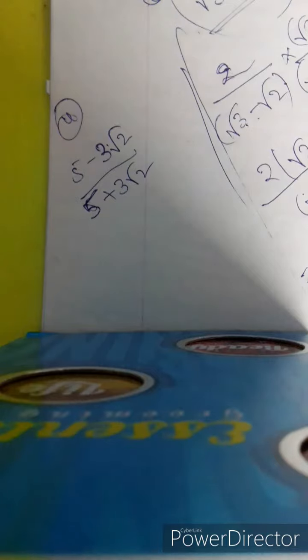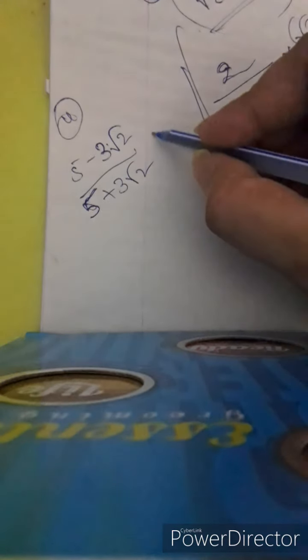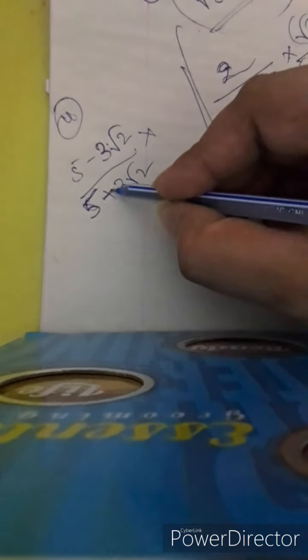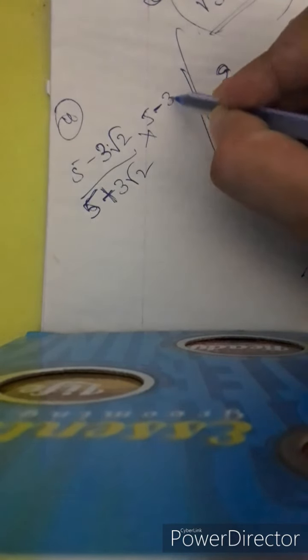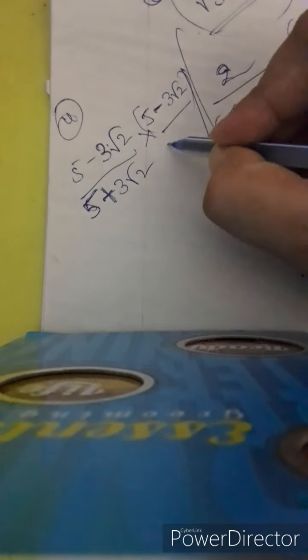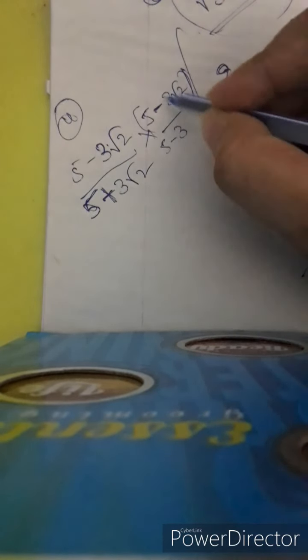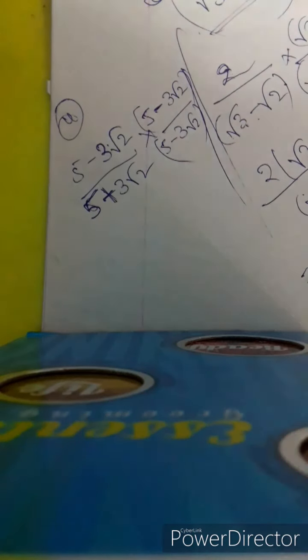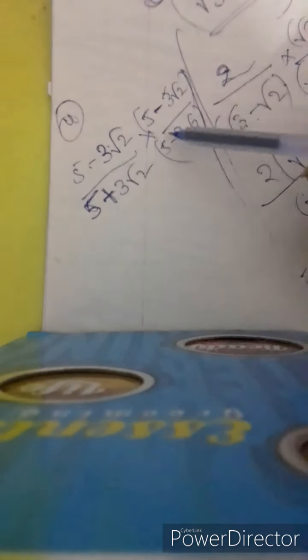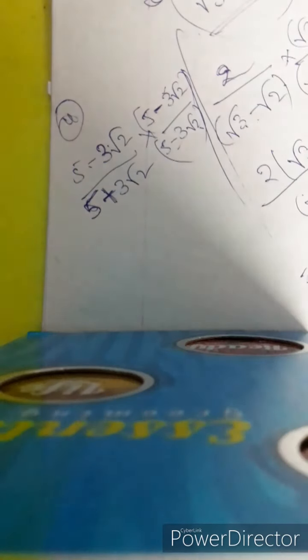So how do we solve that? We have to again multiply the numerator. What do we have to multiply and divide? This is plus, so multiply by minus, the sign changes, 3 root 2. Alright, and the denominator again by the same as what we multiplied in the numerator. 5 minus 3 root 2 numerator multiplication, 5 minus 3 root 2 denominator multiplication.